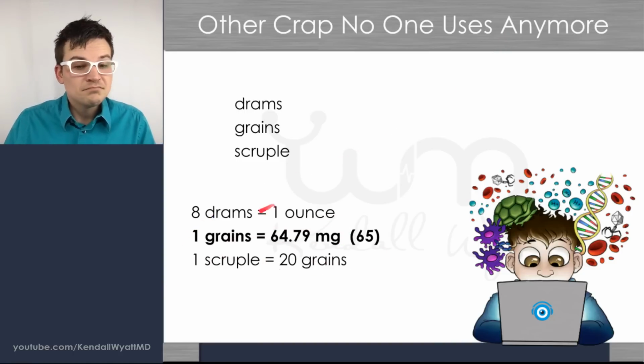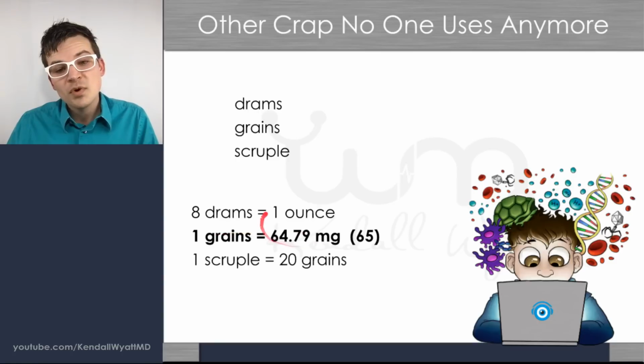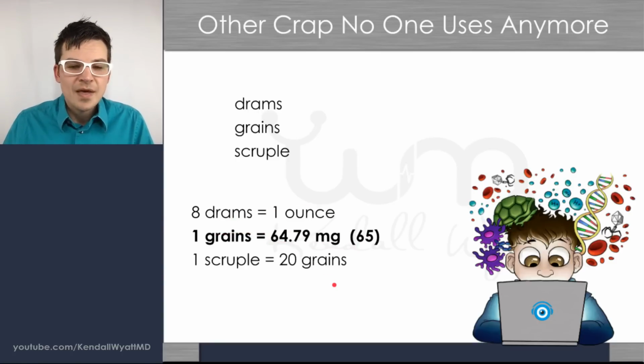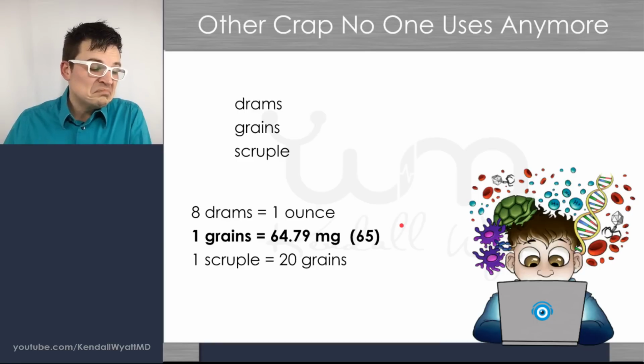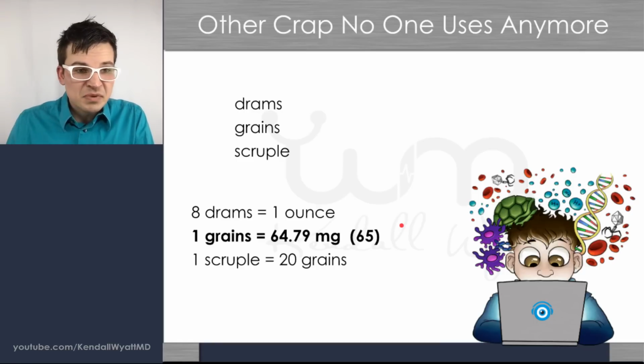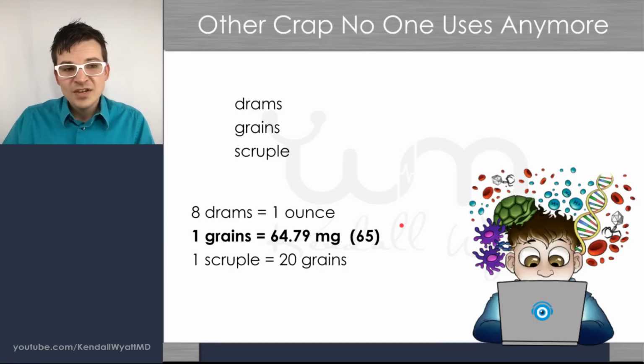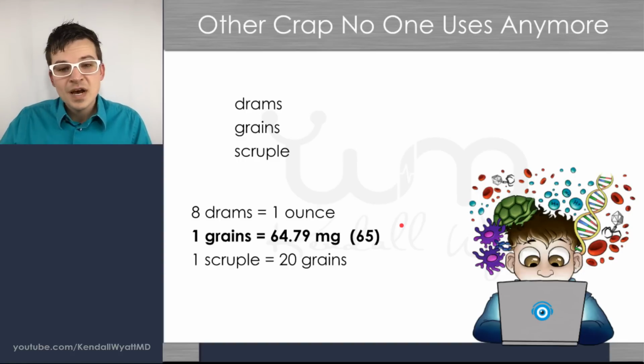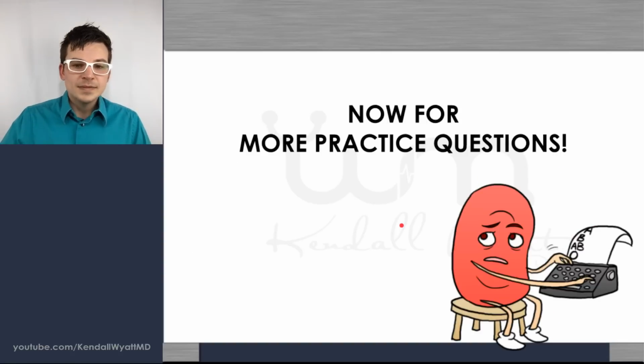1 grain is equal to 64.79 milligrams. You can do the math. So just know grain. 1 grain, 64.79 milligrams. I like to just remember 65. Because you know what? 65 is the retirement age, in my opinion, and you're out of here, just like grain. Should be gone soon. I can't wait.